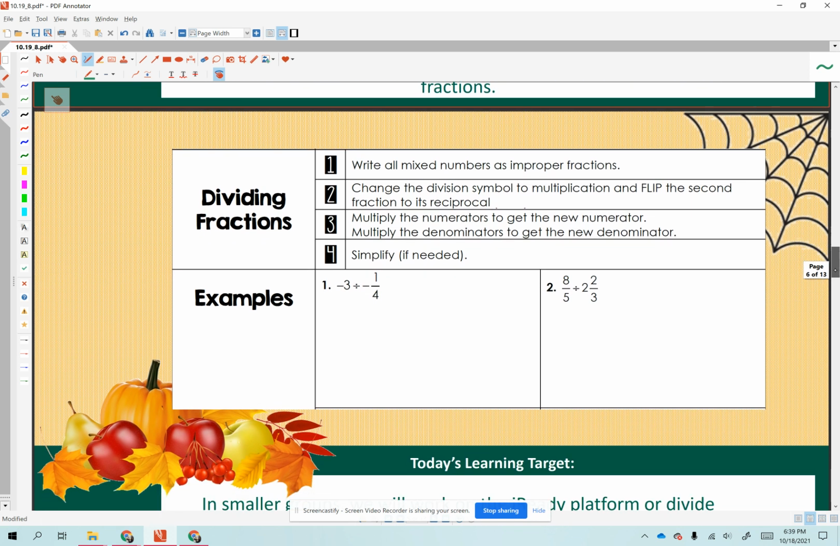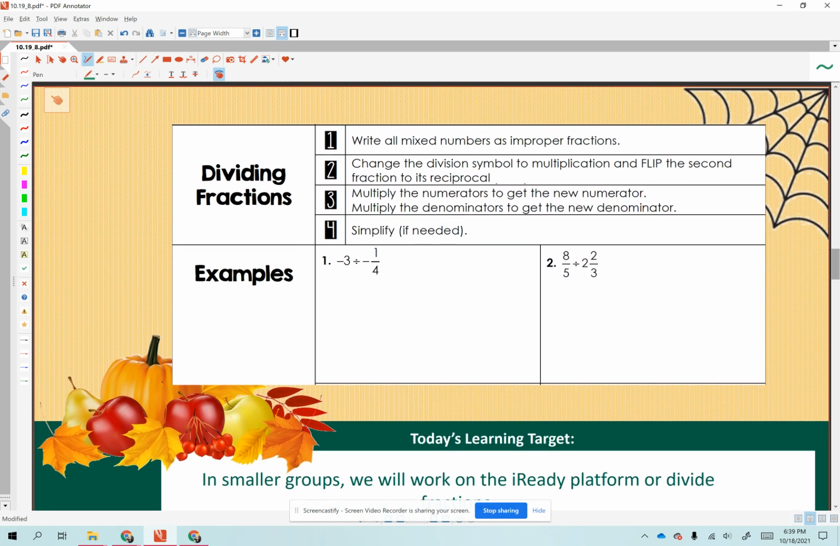Okay, so let's get started with our lesson, dividing fractions. First thing we're going to do is write all mixed numbers as improper fractions, as we do when we multiply fractions. Then we will change the division symbol to multiplication, and we will flip or invert the second fraction to its reciprocal, and that's a new word for us. Then we will multiply the numerators to get the new numerator, and we'll multiply the denominators to get a new denominator. And then we have to make sure we simplify. So let's start with number 1.